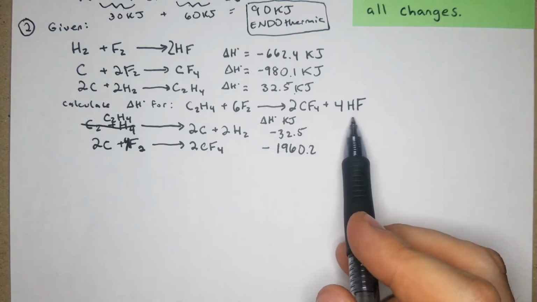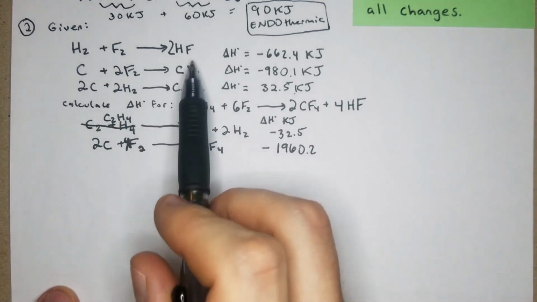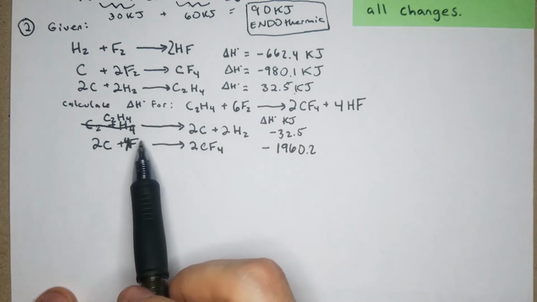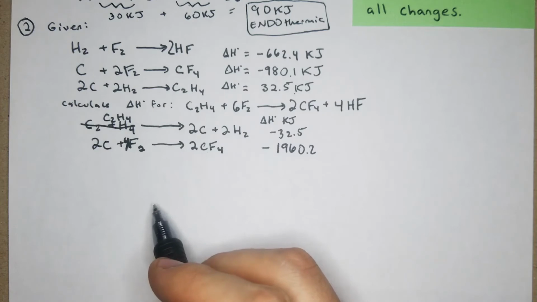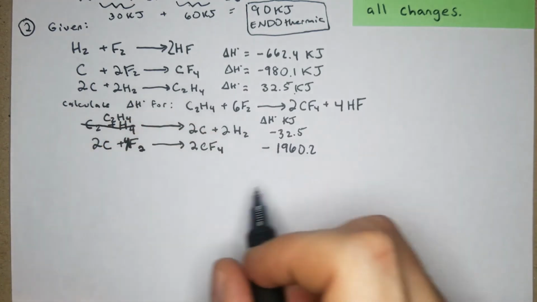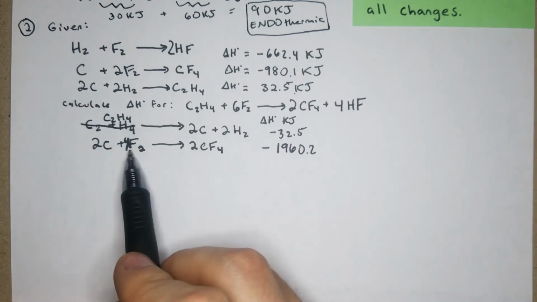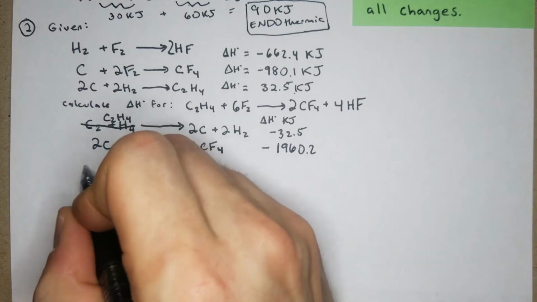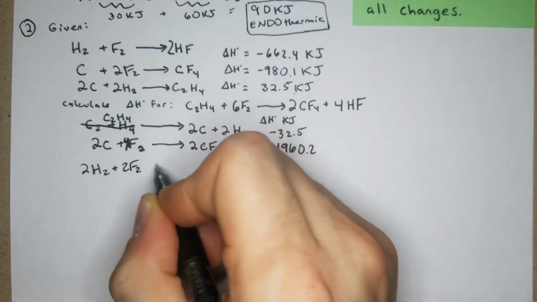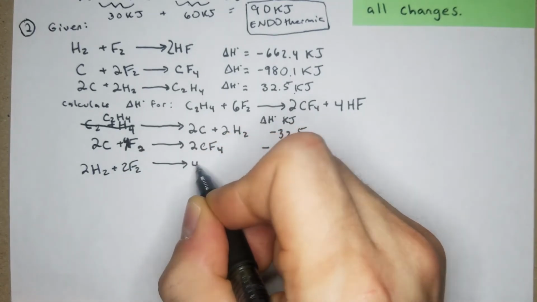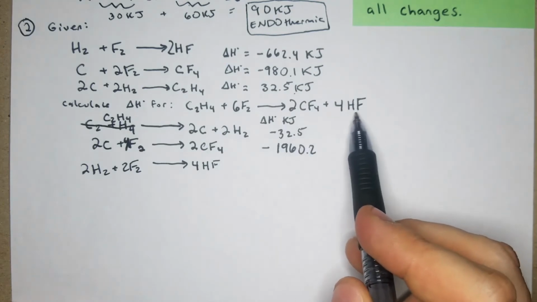What about the 4HF? We'll see what we can get there. To get the 4HF, we'll see what we have. Where do we have HF? We have 2HF here. So here's how we're going to get the other 2F2. Sorry if I'm going through this in a kind of random order. That's just, I guess, the way my mind works. But we're going to take this 2F2. We have 2 more F2s that we need. So we can go through the 2H2 plus 2F2 is going to yield 4, because we're multiplying everything by 2, HF. So now we got our 4HF on the product side.